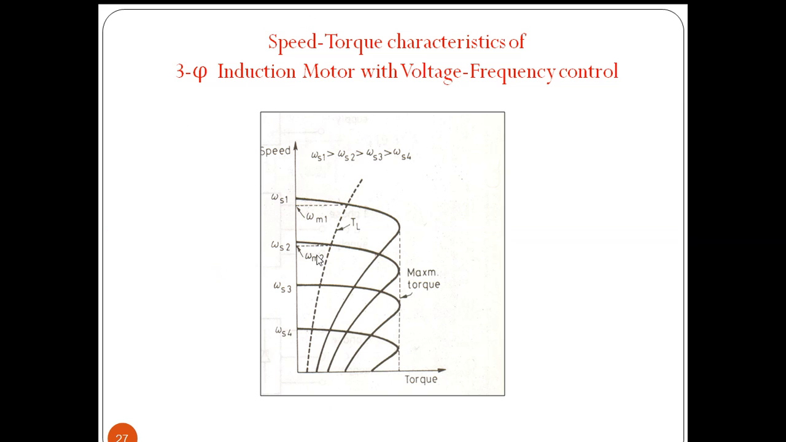These are the speed-torque characteristics of a three-phase induction motor with variable frequency control. So these are the maximum torques. With increasing torque, it will reach a maximum value and then it will reduce. By changing the supply voltage, slip will be changed accordingly. The characteristics will be like this. For different values, the torque and speed characteristics will be like this.